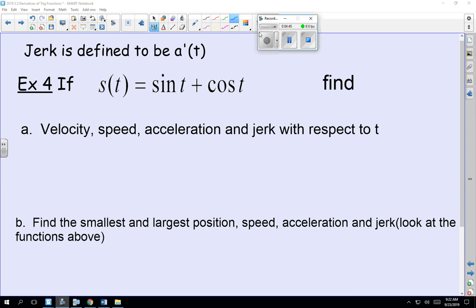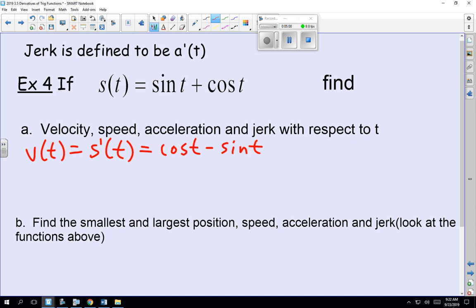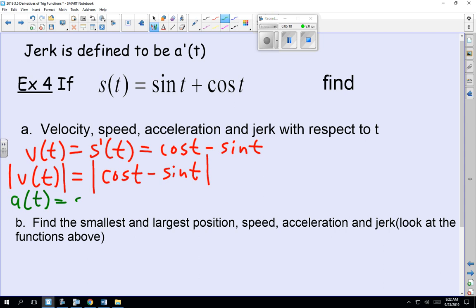All right, so what we do here is find velocity, which is going to be equal to the first derivative of position, using our new derivative rules. Derivative of sine is cosine of t. Derivative of cosine is negative sine of t. Speed is defined to be the absolute value of velocity. And so the absolute value of this function, you just put absolute value symbols around this guy. So there's our speed. Acceleration, a of t, is equal to the second derivative of the position function, or the first derivative of velocity, which is derivative of cosine is negative sine of t. Derivative of sine is cosine.